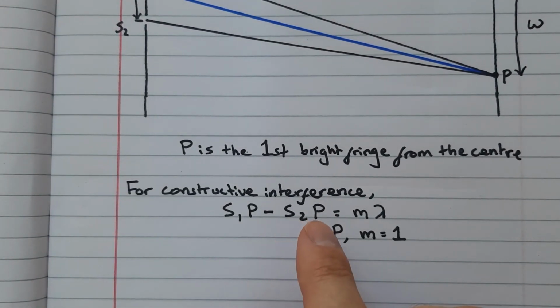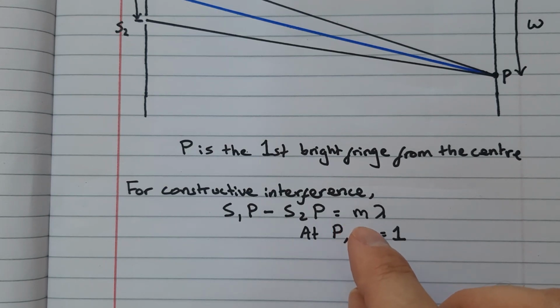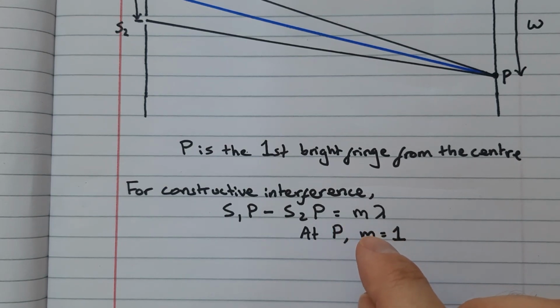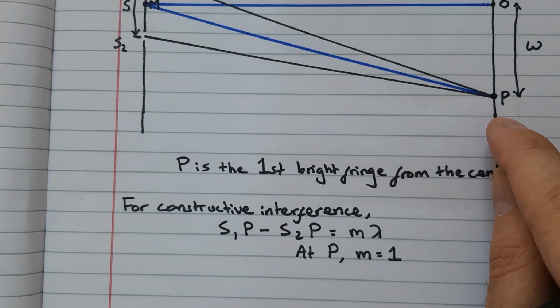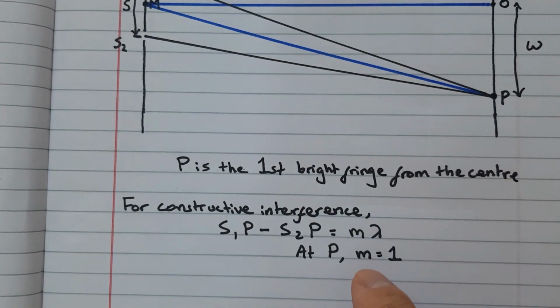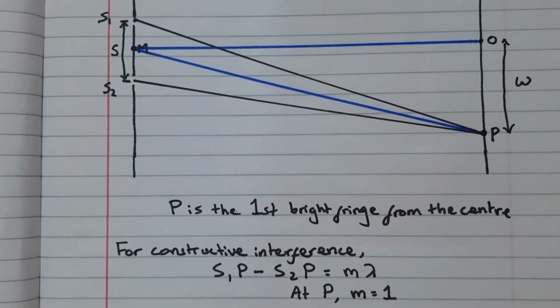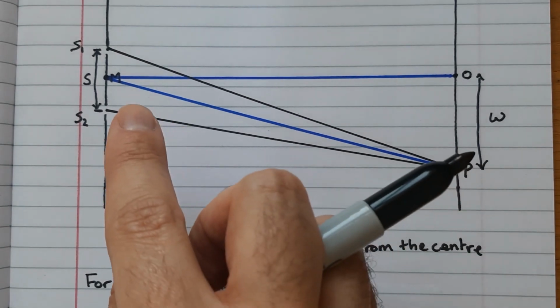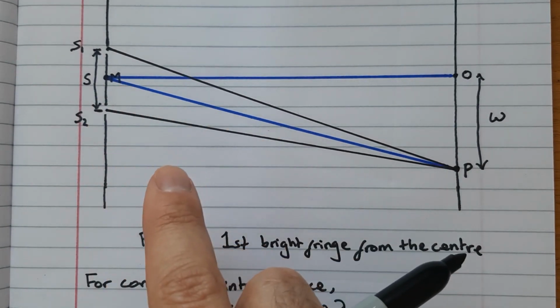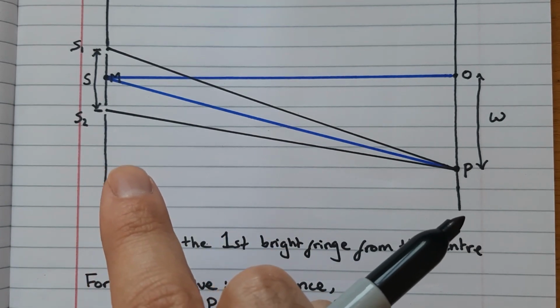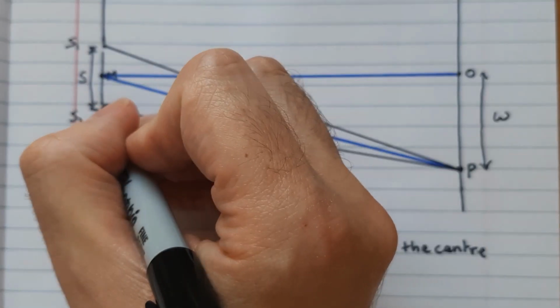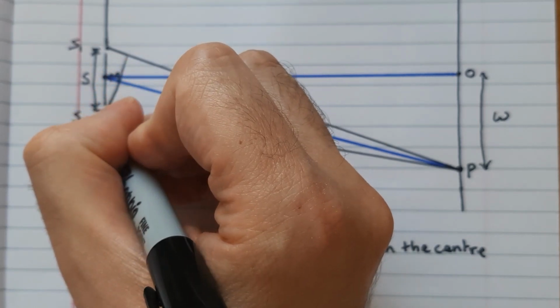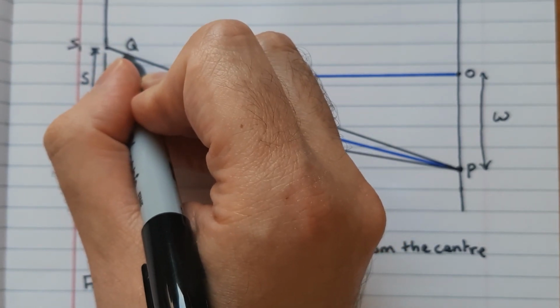S1P minus S2P has to equal m times lambda for constructive interference. So at this point, P, which is the first bright fringe, m must equal 1. Now, that path difference, lambda, is equal to the difference in path between S1P and S2P. And I'm going to add that to my diagram. So I'm going to add a point Q over here. Here is the point Q.